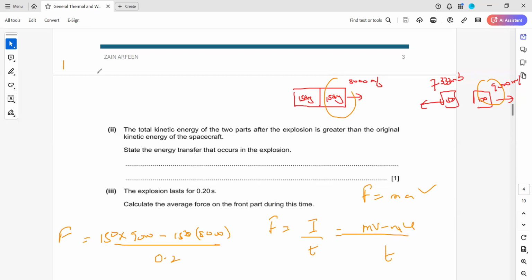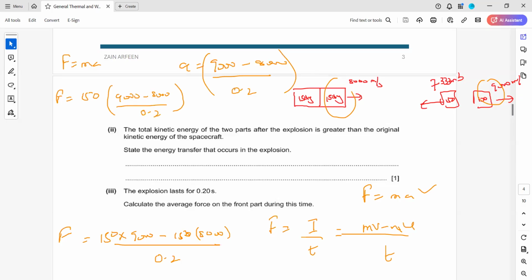Or if you use the formula F equals ma, so if you work out the acceleration, it's a change in velocity, so it will be 9,000 minus 8,000 divided by the time interval, which is 0.2. This will give you the acceleration, and acceleration multiplied by mass, which is 150. So you will get the same answer.